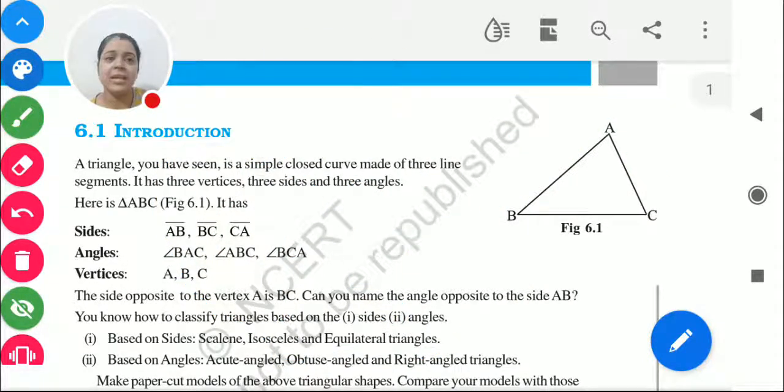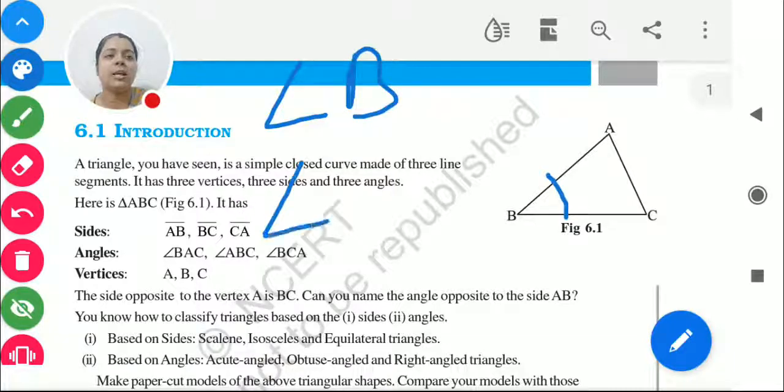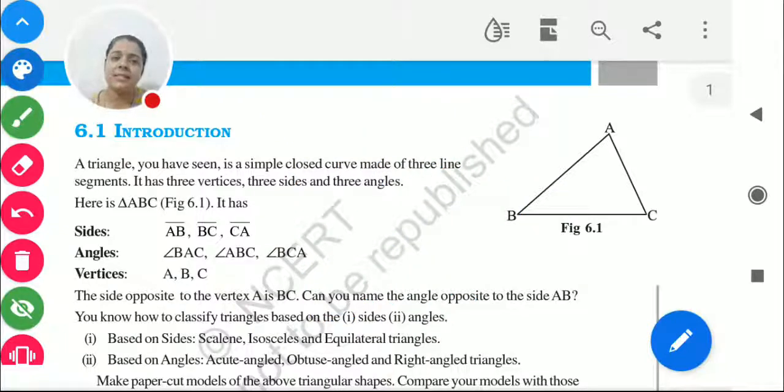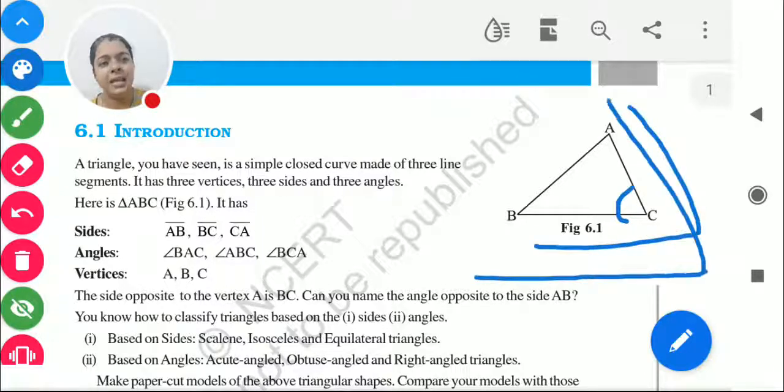Now coming to second angle. Second angle is angle B. We can call it angle ABC or angle CBA. But what is common here? B is in the center. The same is angle C as well. So angle C will be angle ACB or angle BCA. But C will be in the center.